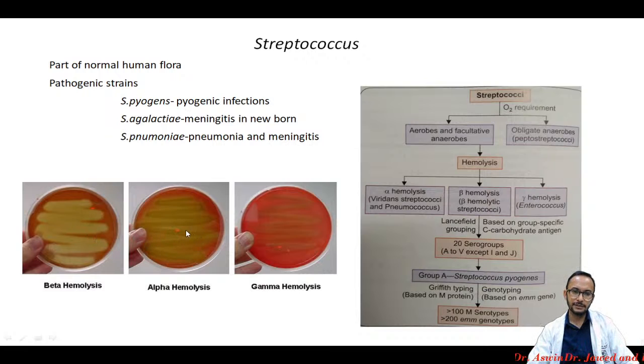And alpha hemolysis is mainly because of the production of hydrogen peroxide by the organism, which causes methemoglobin formation by combining with the hemoglobin, and this causes discoloration, like brown or grayish discoloration. And gamma hemolysis is where there will be no hemolysis.